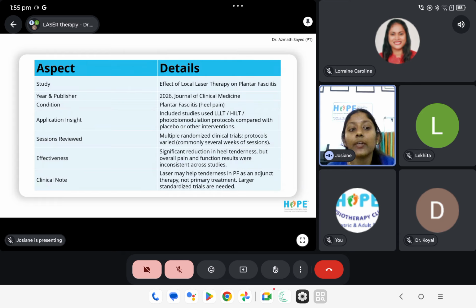Protocols varied. And effectiveness: significant reduction in heel tenderness, but overall pain and function results were inconsistent across the studies. So laser may help tenderness in plantar fasciitis as an adjunct therapy, not a primary treatment. Larger standardized trials are needed.